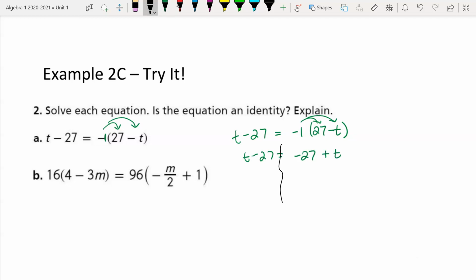So then I would subtract my t over. I get negative 27 equals negative 27. Well, is that true? Yep. So we're going to call that consistent dependent. And how many answers does that have? Well, if I have a number equals a number, and it's the same number, it's going to be infinitely many.